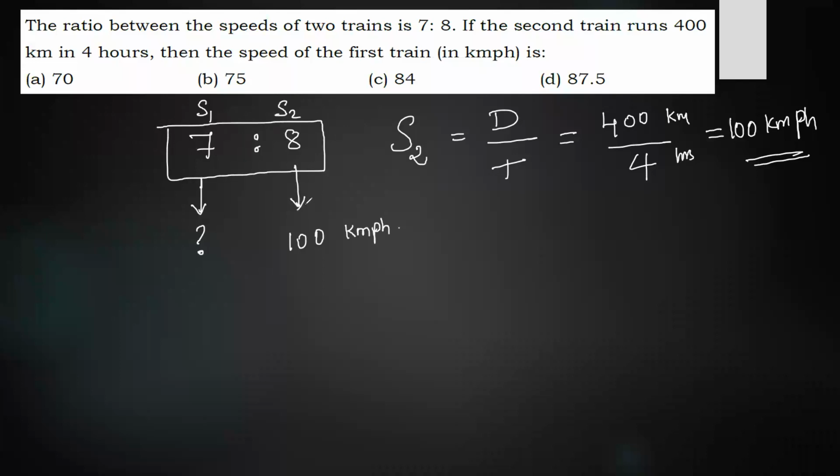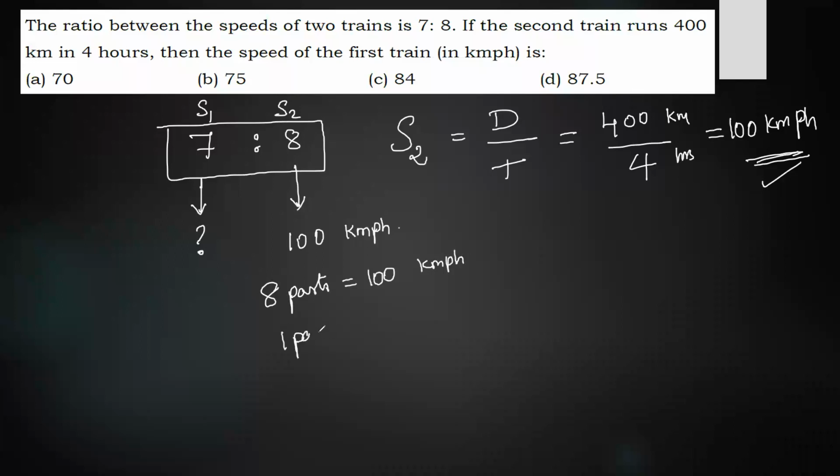And they given that the second train runs 400 kilometers in 4 hours. So we can find the speed, right? We know the distance and time. We know two values, so we can find the third one. So we get 100 km/h as the second train speed. And we know the ratio is 8 parts. So 8 parts is equivalent to 100 km/h.